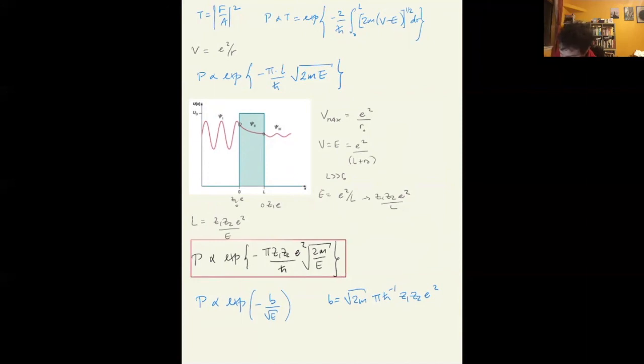So if you recall the cross-section that we wanted to calculate, it was proportional to 1 over the energy times the probability. So we can now write that this cross-section is proportional to 1 over E times the exponential of minus b over the square root of the energy.